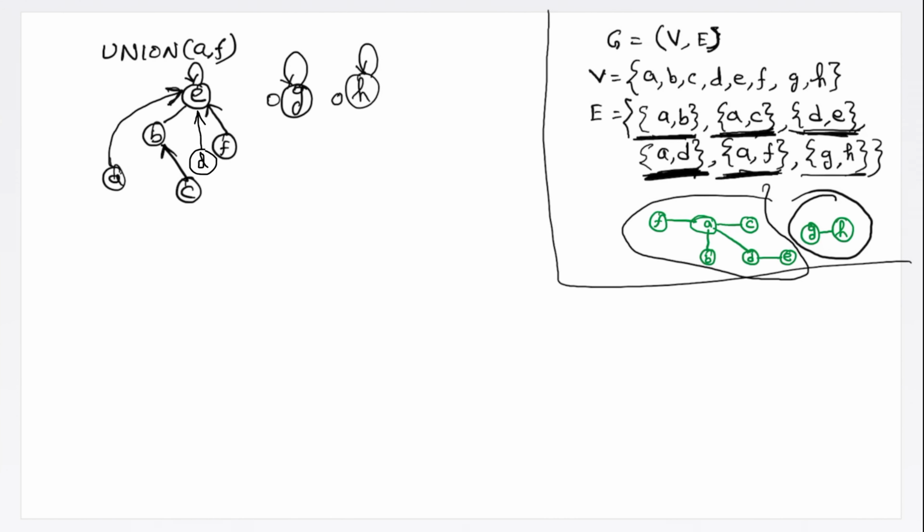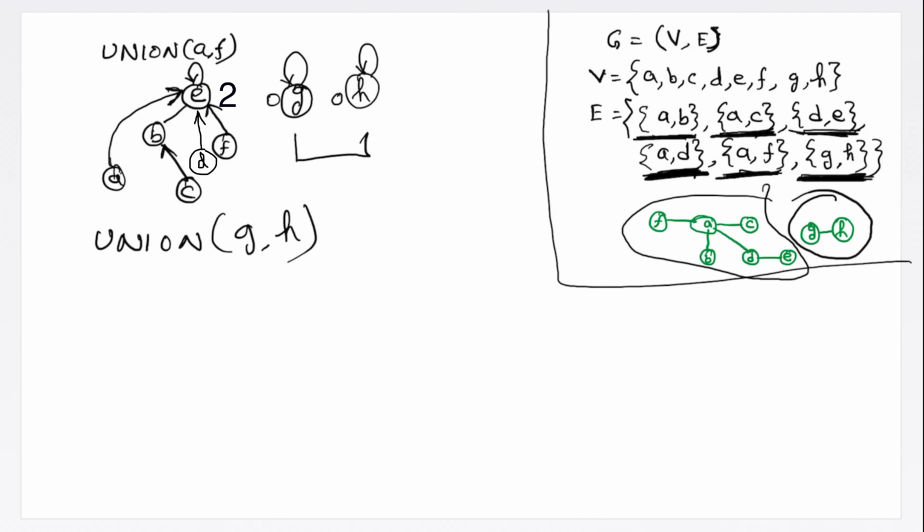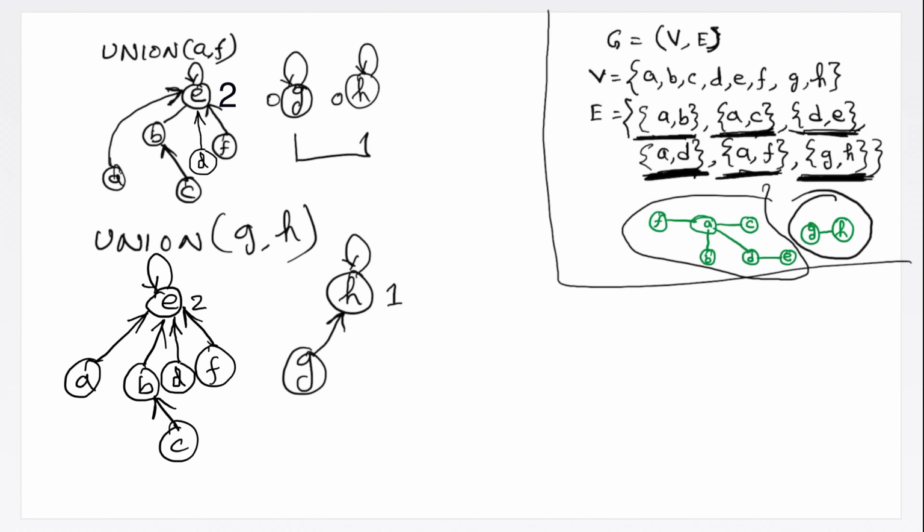We have only one edge left. That edge contains the vertices G and H. That means we will have to combine these two trees using union. Combining these two trees is straightforward. H will become the root and G will become the child of H, and the rank will increase by 1, so it will be 0 plus 1, which is equal to 1. The other tree will remain the same.